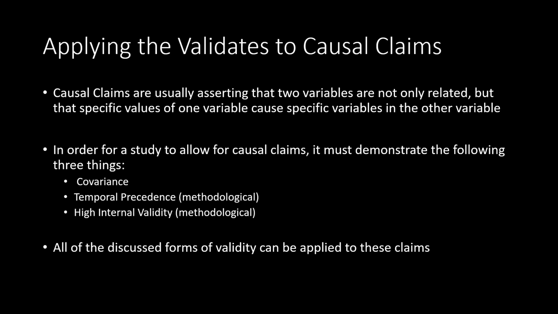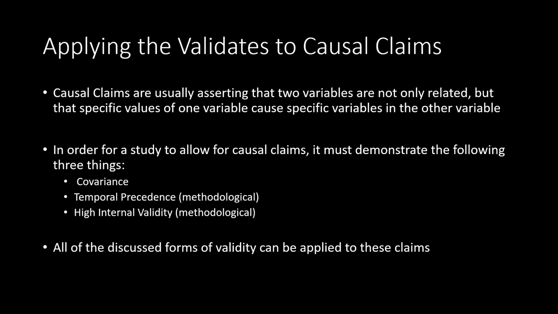Finally, there are causal claims. Causal claims are usually asserting that two variables are not only related, but that one of those variables actually causes the other variable. Now, all four forms of validity can be applied to these types of claims, but before you get there, there are three things that need to happen. They must be present in order for a causal claim to be made. If these things are missing or not provided, that causal claim is not standing on strong ground.